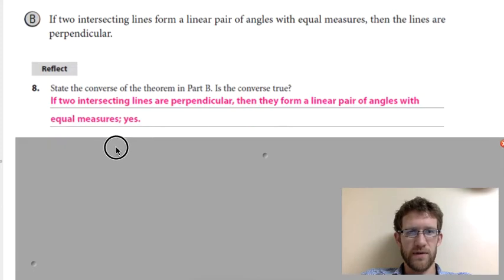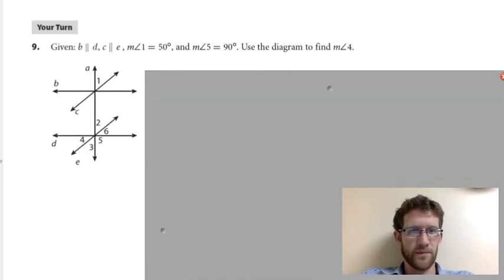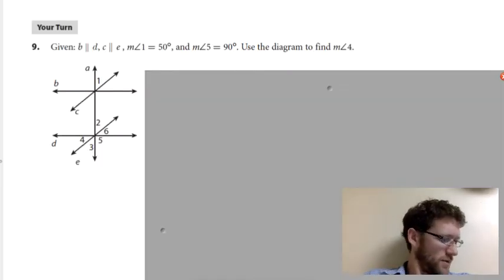We're going to just give this one. The theorem in part B, the converse would also be true. So we can keep that in mind. Okay, go ahead and see if you can do number 9 here.